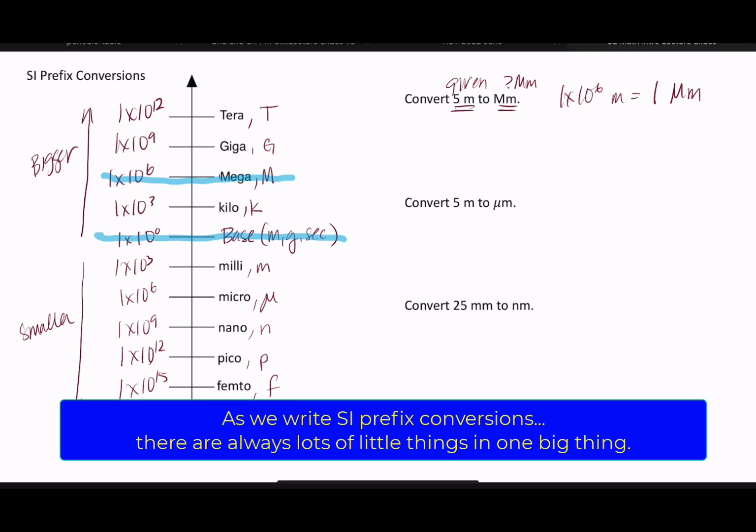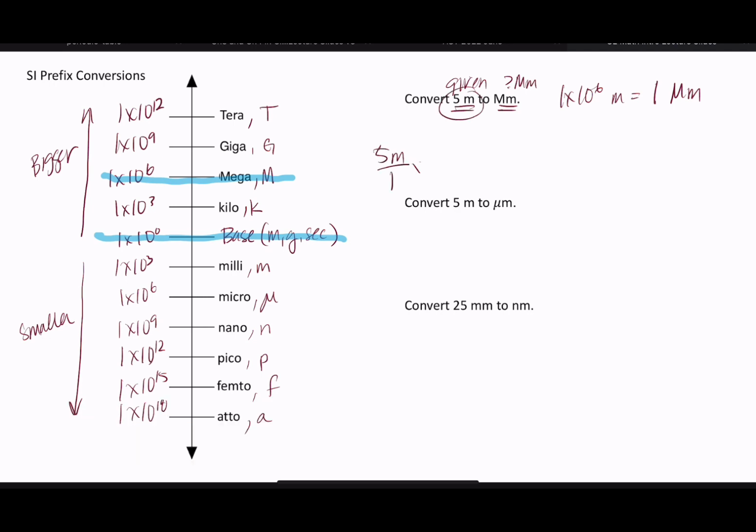So then we just start with our given right here. So 5 meters, put it over 1 for clean bookkeeping. And then here we're just going to put meters and megameters, because I know that's where the pieces need to go. And then I fill in: this goes with my meter, and the 1 goes with my megameter. Meters cancel, and then I just have to do the work, which is 5 times 1 over 1 times 10 to the 6th megameters.